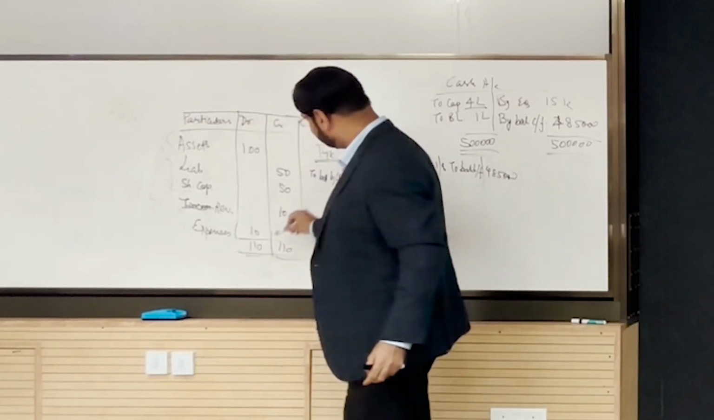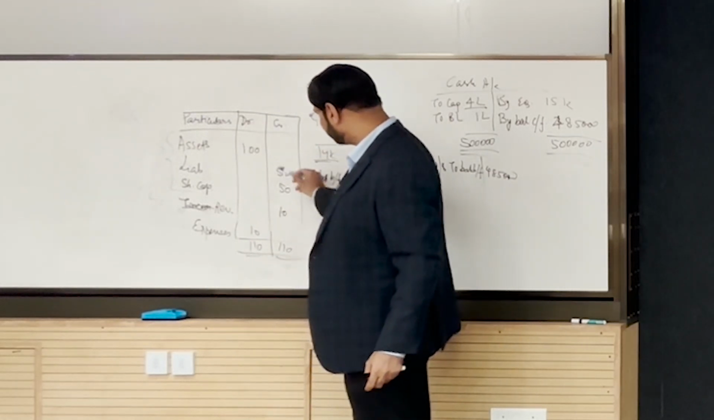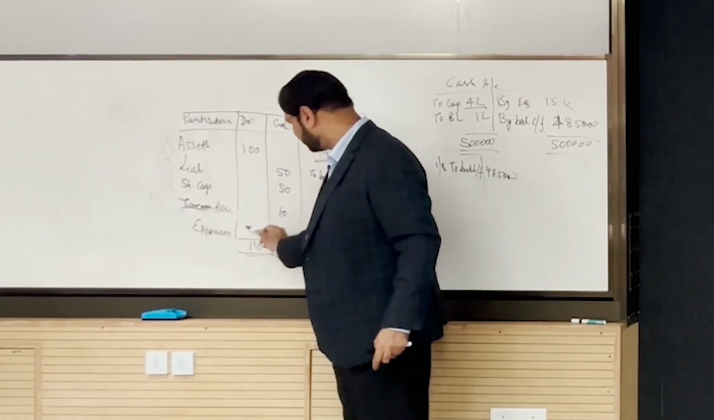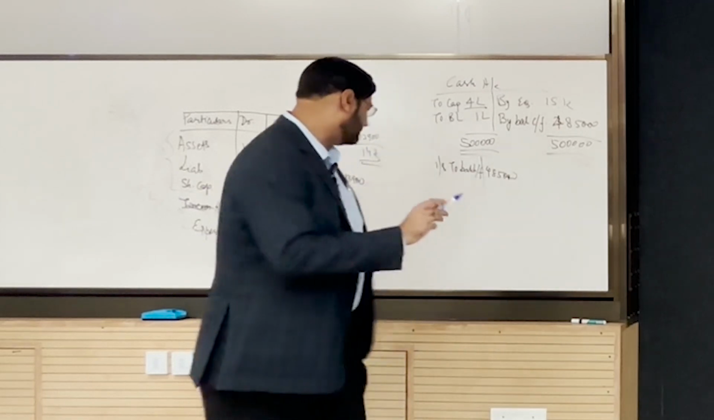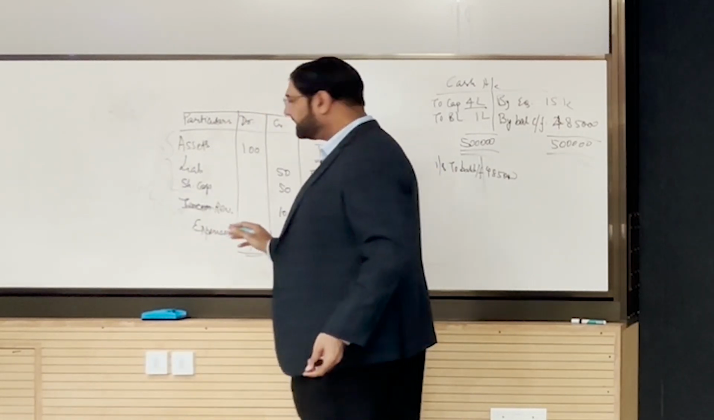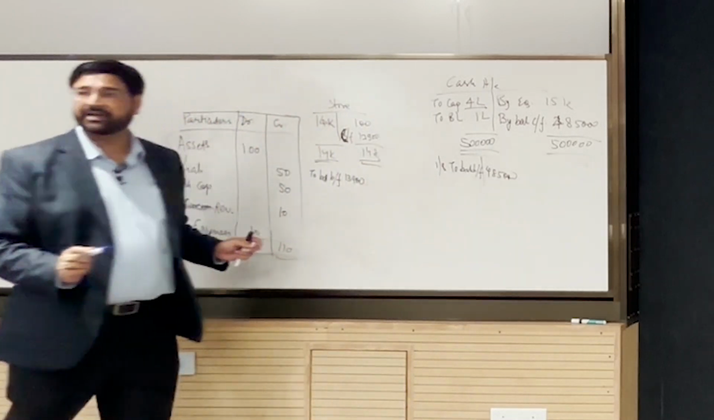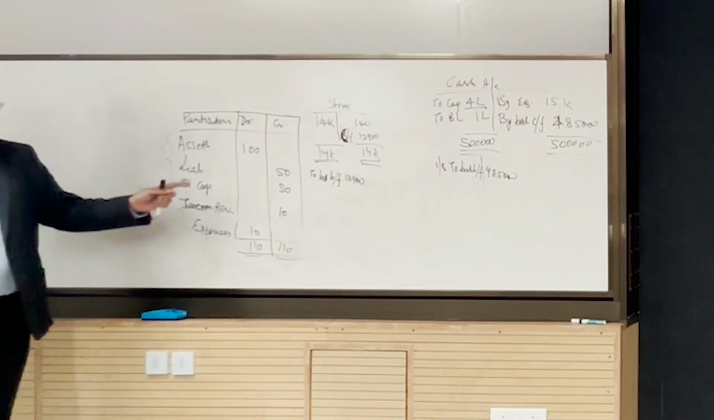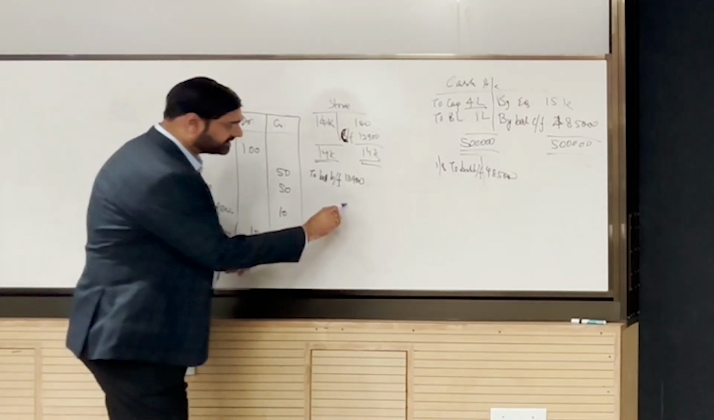This is our trial balance. Assets 100, liabilities and capital 50-50, revenues 10, expenses 10. Let's prepare the trial balance, right? So the trial balance is this. Let's prepare, you can see it, right? It's very simple. Let's prepare the PL account and the balance sheet.